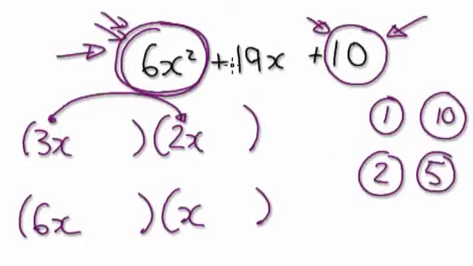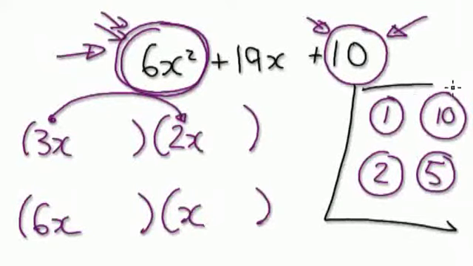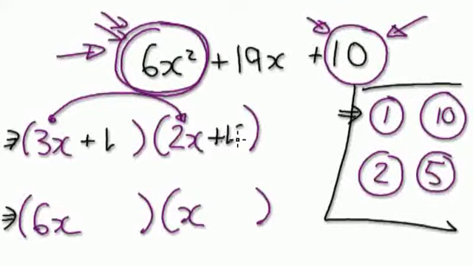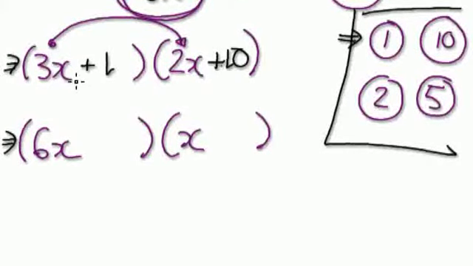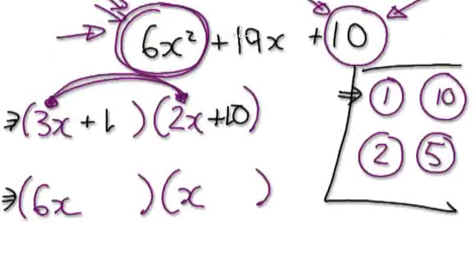So this is the easy part now. You've got two sets. You've got this to work with, and then you've got this one or this one. You don't know which one to use. So now let's try and guess. Let's use this set. Let's try and put plus 1 here and plus 10 here. Okay, so it's just guesswork up to this stage. Now let's see if we can create a 19x from this.